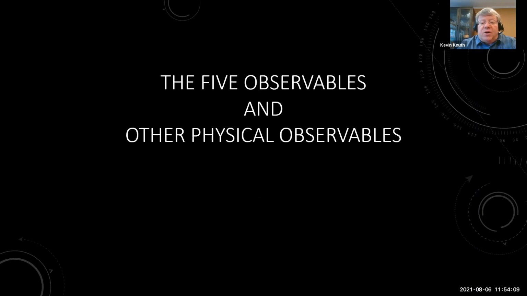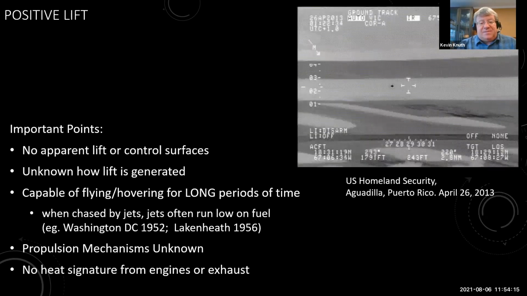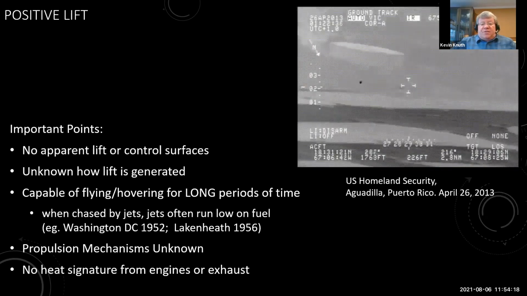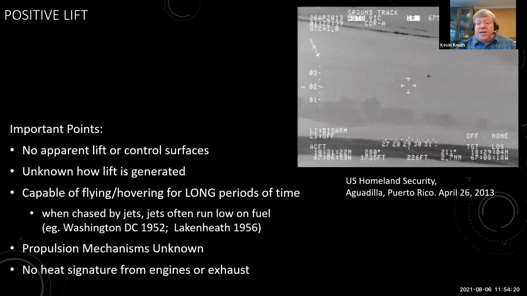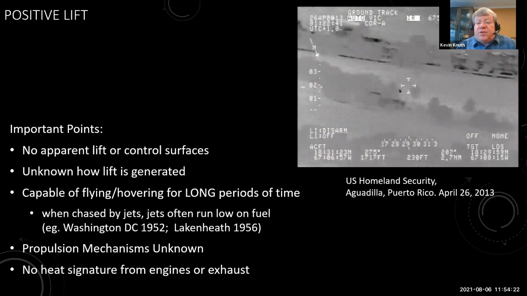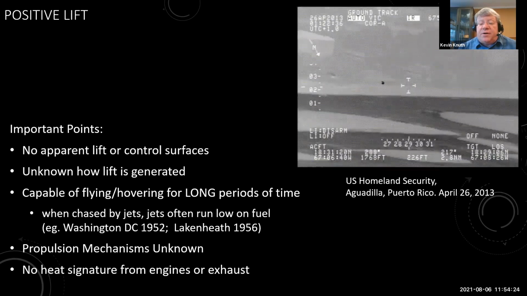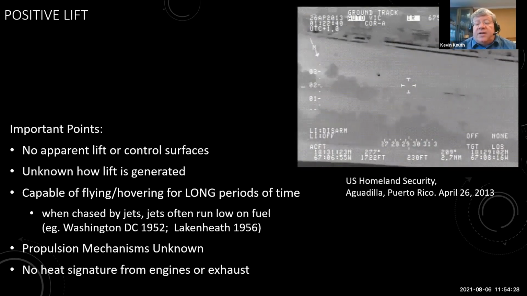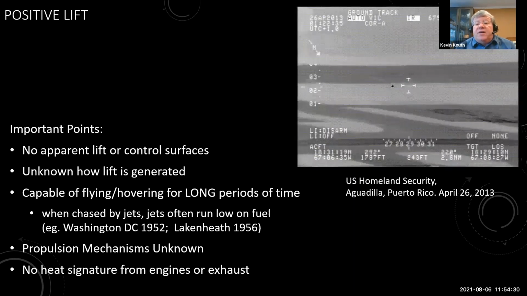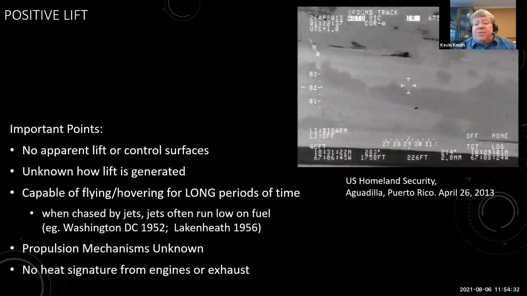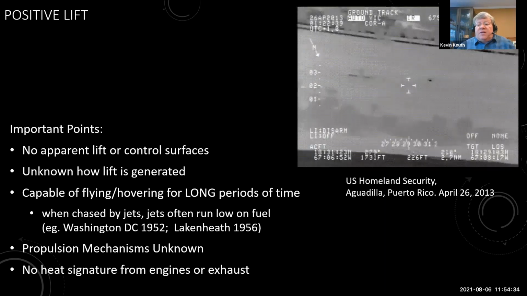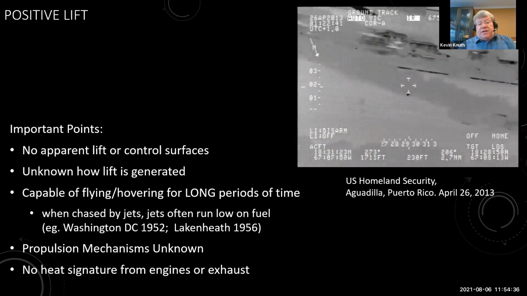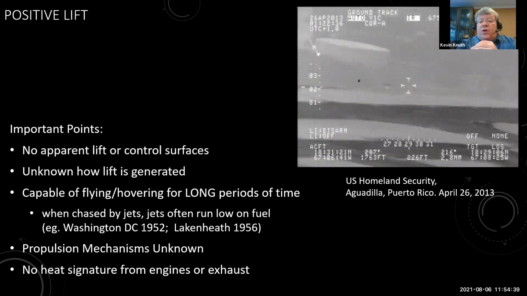And so now I'll go into the 5 observables and other physical observables, looking at some examples. Next slide. So positive lift is the first one. And on the right here, you see a short clip from a video taken by U.S. Homeland Security in Aguadilla, Puerto Rico in 2013. So you have this object that flew over the airfield in Aguadilla and then headed out over the ocean and eventually went into the water.